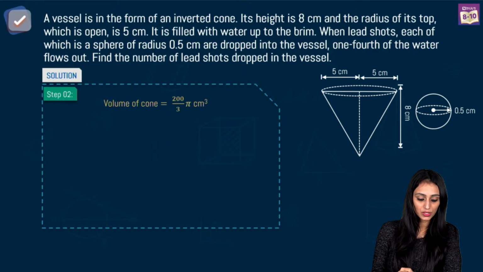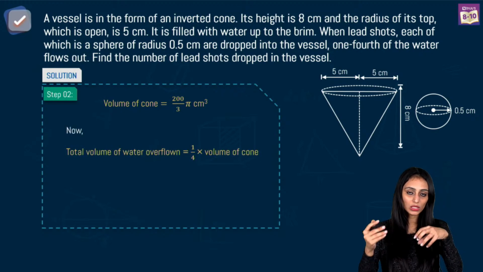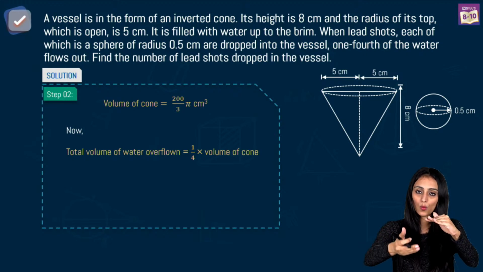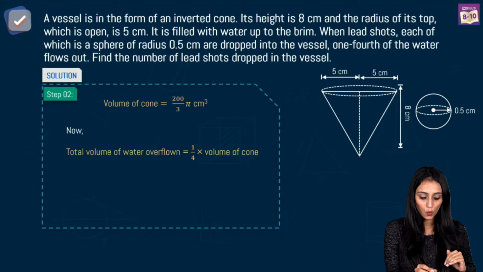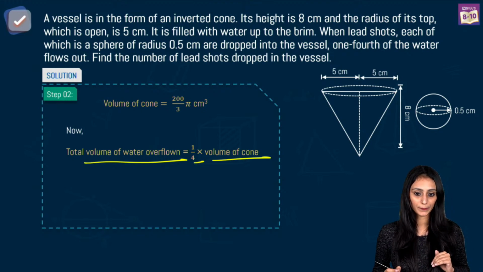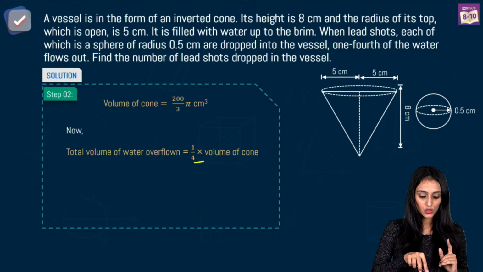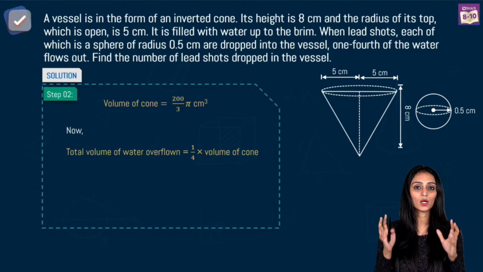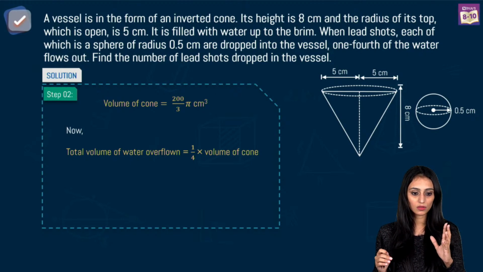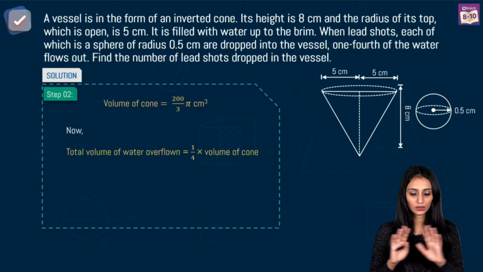Now, what happens here? When we drop the lead shots into it, since it is filled up to the brim, 1/4 water flows out. So what is the volume of water that has flown out? That's 1/4 the volume of cone. I hope this much part is clear to everyone. First, what we are doing here is we are simply finding out the volume of cone. What is volume of cone? 1 upon 3 pi r square h. Right, Sonali? Simply volume of cone. Nothing else we are doing here.